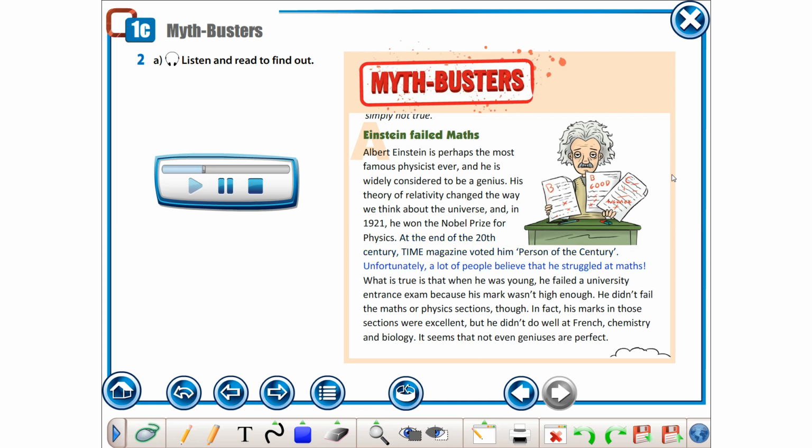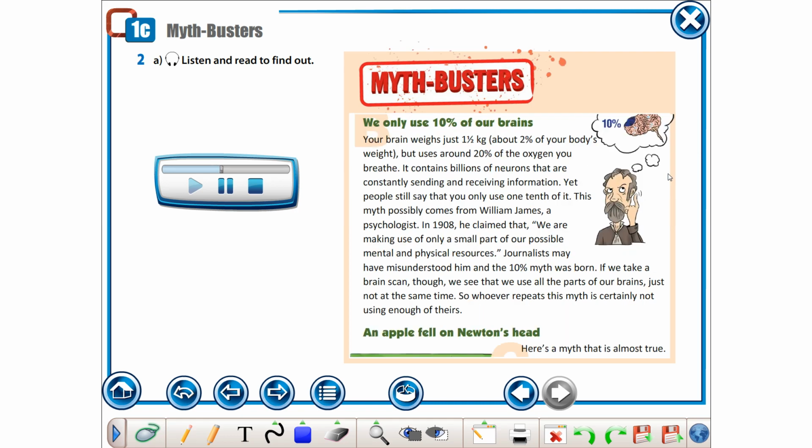Unfortunately, a lot of people believed that he struggled at maths. What is true is that when he was young, he failed a university entrance exam because his mark wasn't high enough. He didn't fail the maths or physics sections, though. In fact, his marks in those sections were excellent, but he didn't do well at French, chemistry, and biology. It seems that not even geniuses are perfect.